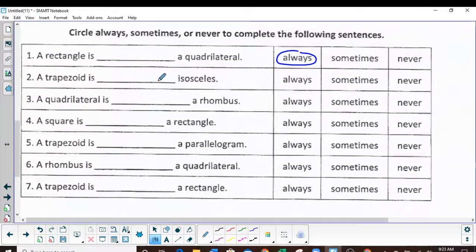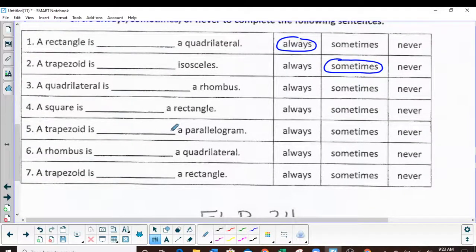All right, let's keep going here. A trapezoid is always, sometimes, or never isosceles. Sometimes. It doesn't always have two congruent sides, and that's what causes it to be isosceles, when it has two congruent sides. Okay. A quadrilateral is always, sometimes, or never a rhombus. Well, some quadrilaterals are rhombuses, but not all of them. So we're going to circle sometimes right there.